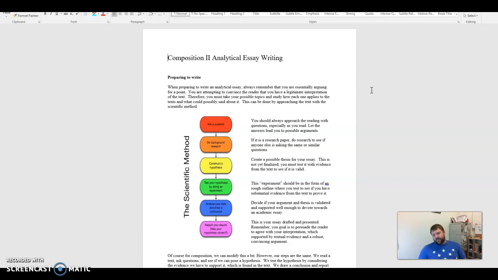You do not want informational pieces, like an encyclopedia or Wikipedia entry. That is just basic, expository information where someone's just telling you what happened.